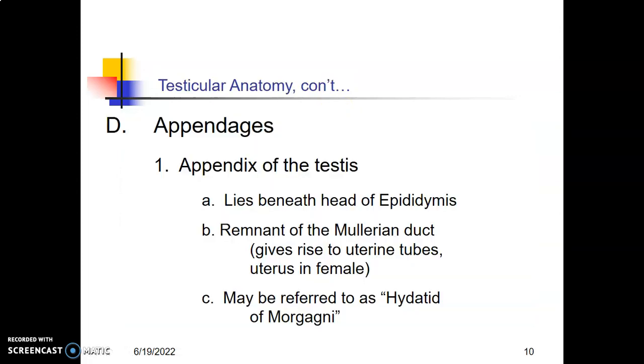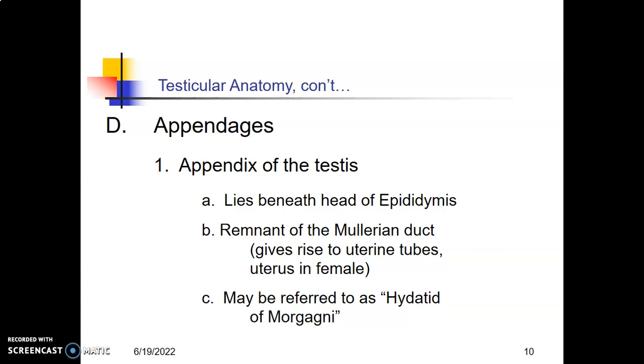So we have the appendages in the scrotum. So we have what you call the appendix of the testis. The appendix of the testis actually lies below the head of the epididymis, and it's a remnant of the Mullerian duct. Remember, the Mullerian duct gives rise to female reproductive tract structures like the uterine tubes and the uterus.